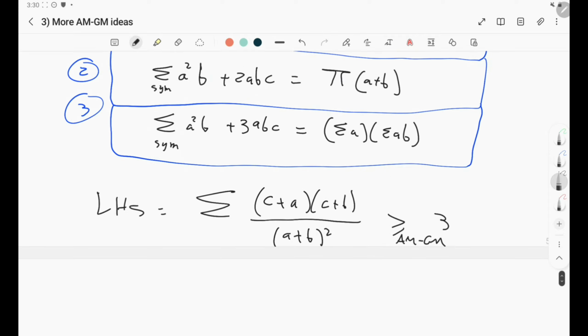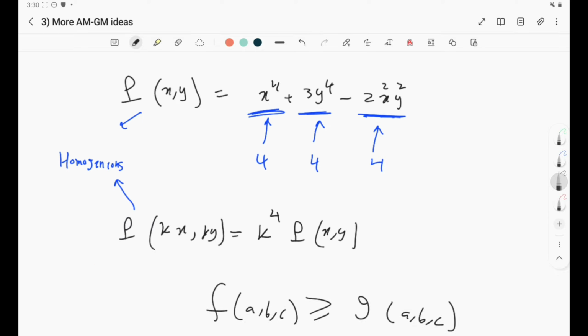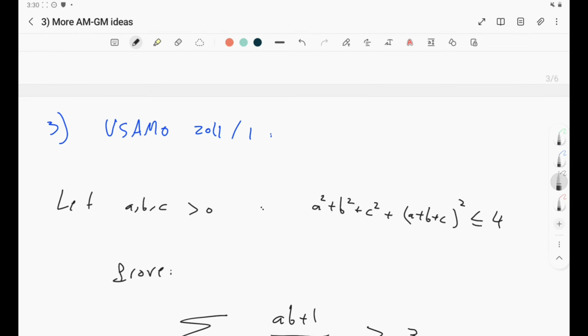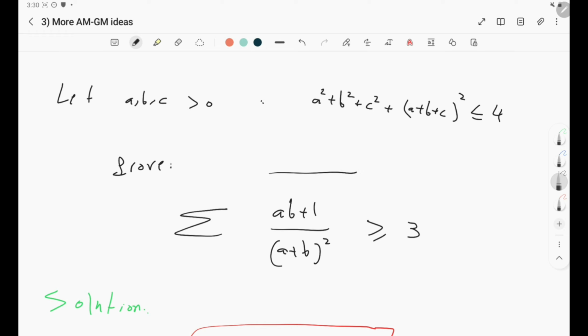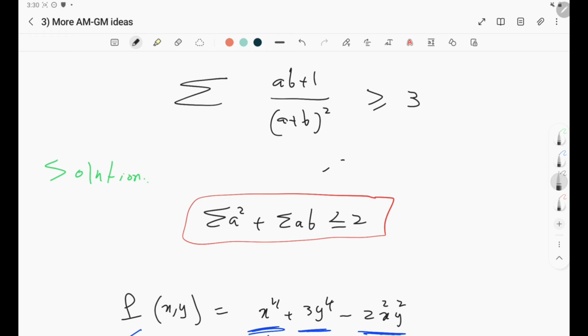All right, so that was this USAMO problem. Actually, this question was not difficult at all. The idea was really direct. You have an inequality and you have a condition. Okay, first of all, this condition is just this.